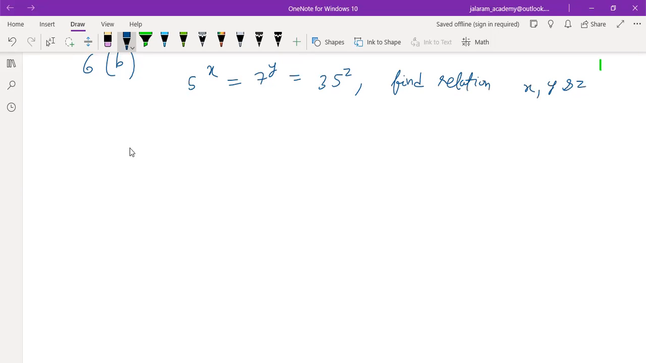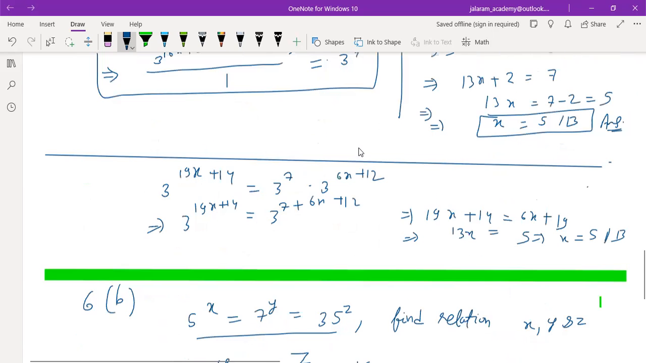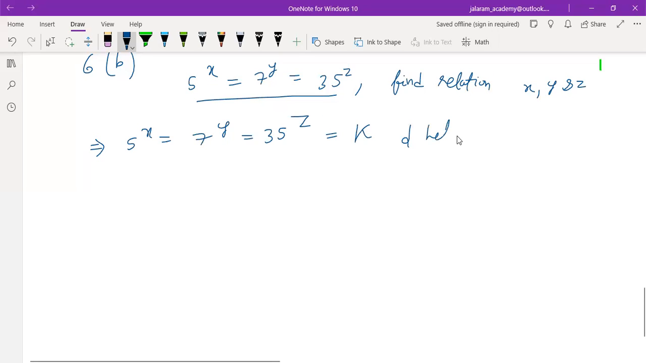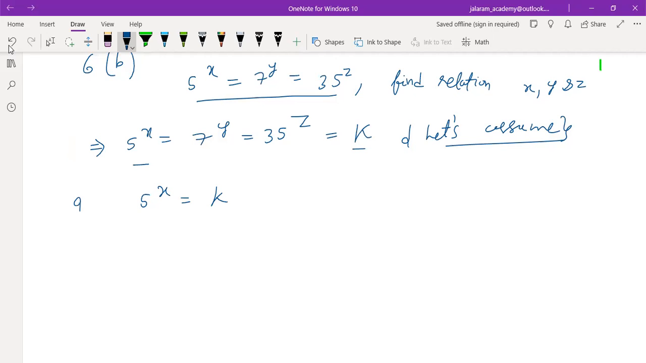Okay. So to solve these types of questions in which 3 indices are given equal to each other, 5 to the power x equals 7 to the power y equals 35 to the power z, assume that it will be k. Is that clear to you? Always solve these types of questions by taking all these 3 indices equal to k. Let's assume. Understood? Means we have assumed that this is equal to k. Now first take 5 to the power x equals k.